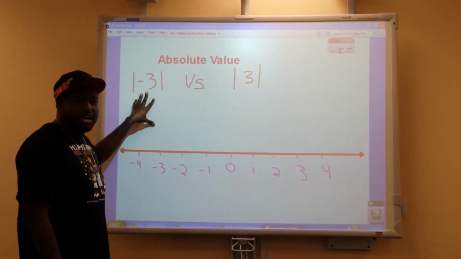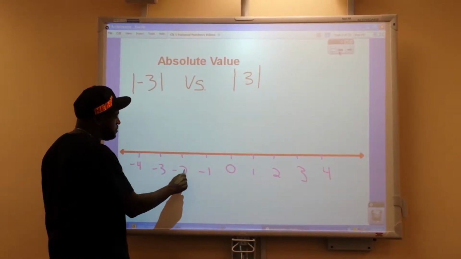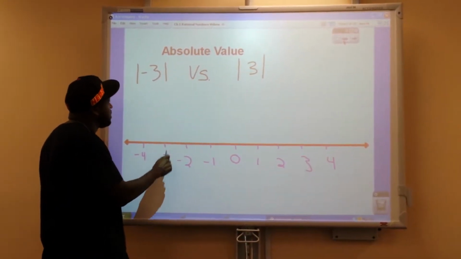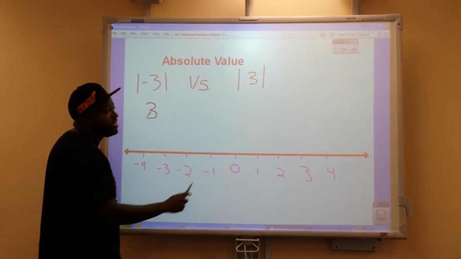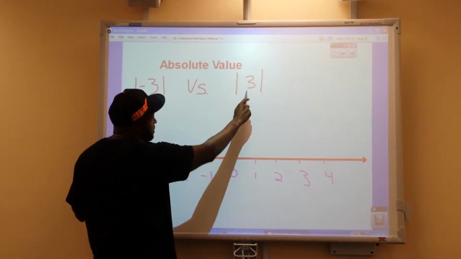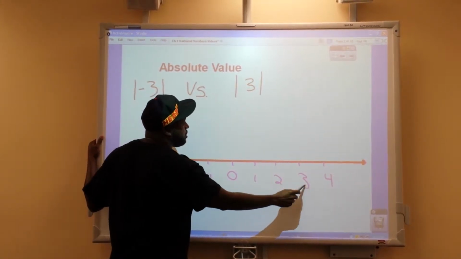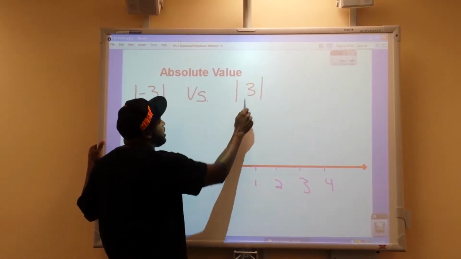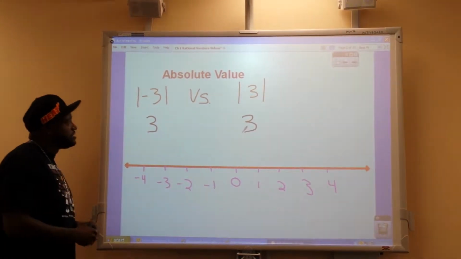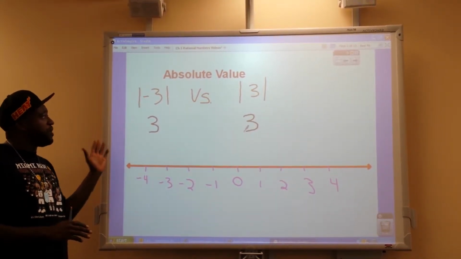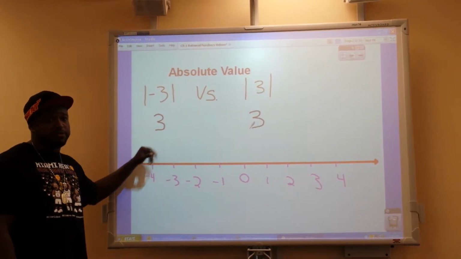So, the absolute value of -3: -3 is 1, 2, 3 spaces from zero. So the absolute value of -3 is 3. The absolute value of +3, well, +3, starting at my 0, is 1, 2, 3 spaces from 0. So the absolute value of +3 is 3. So again, it does not matter which direction you go, your absolute value should always end up a positive number.